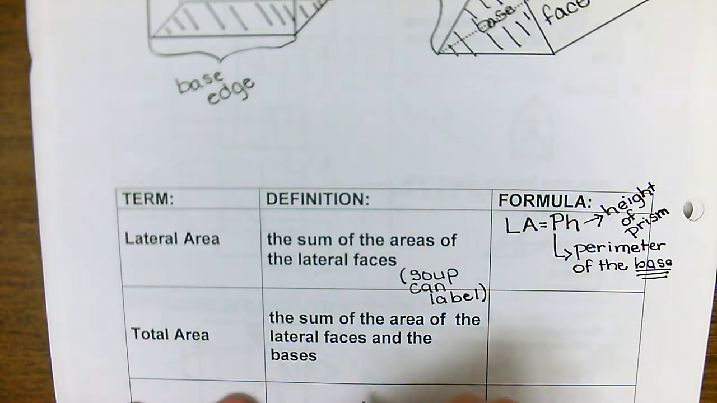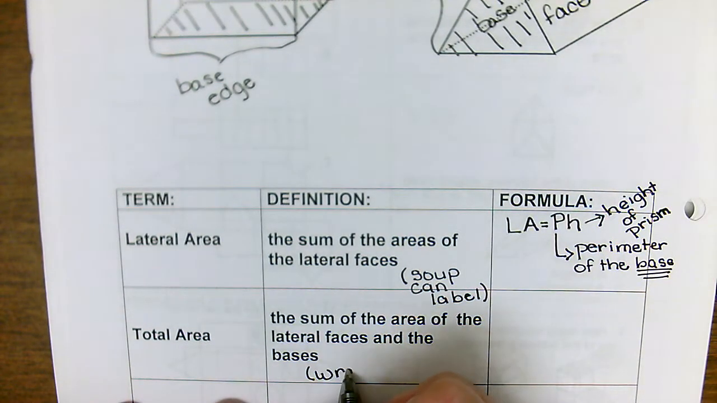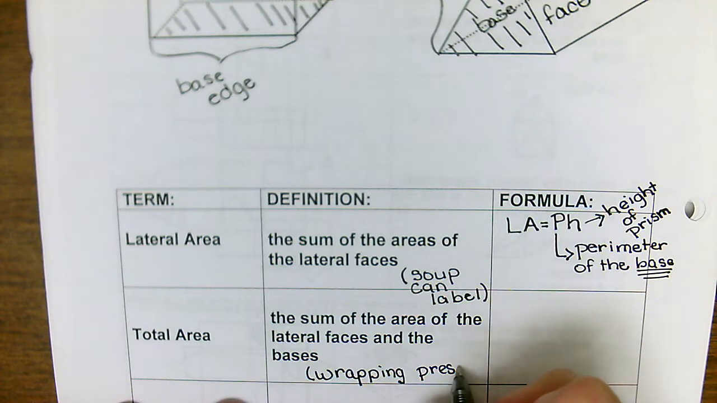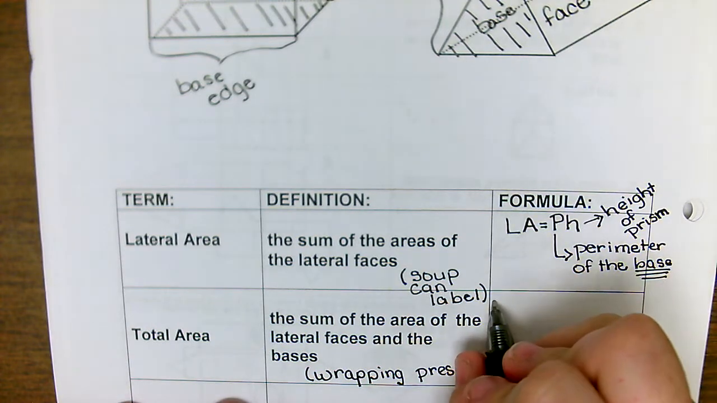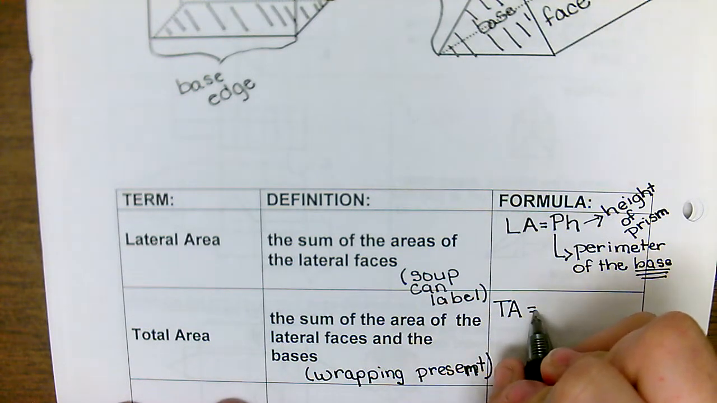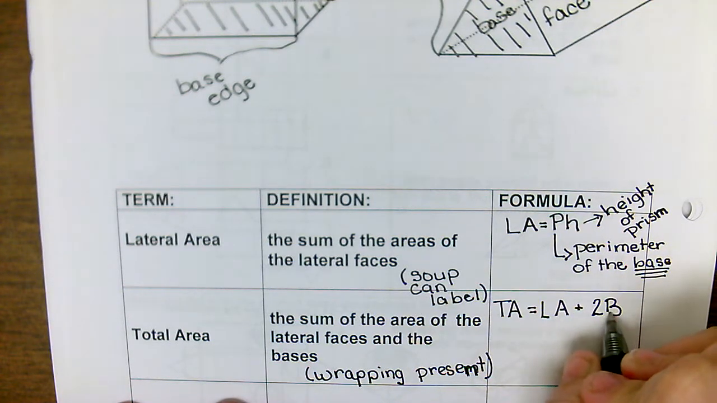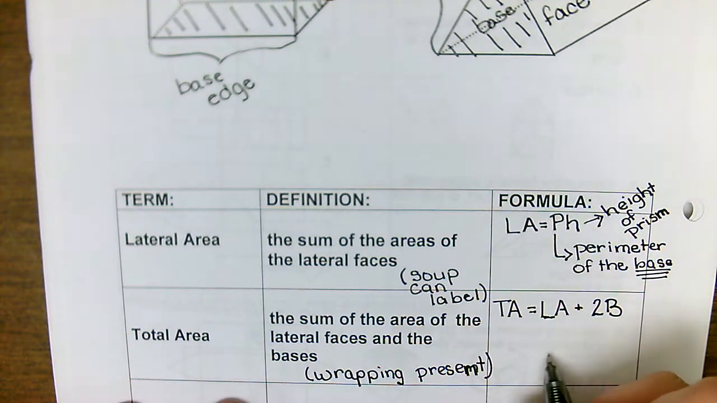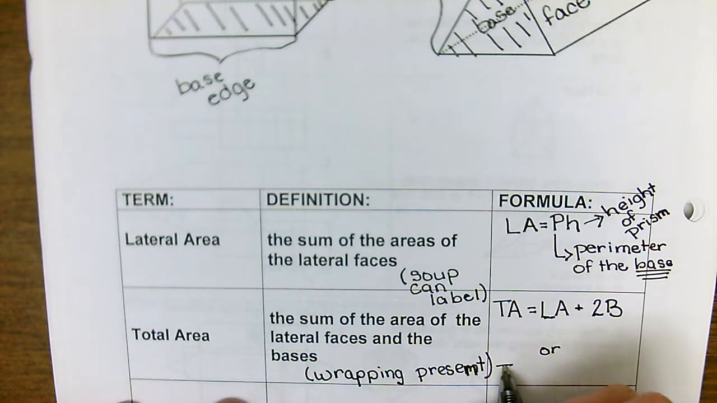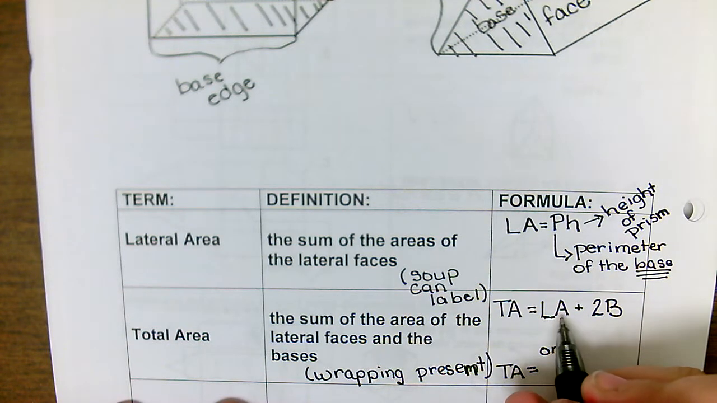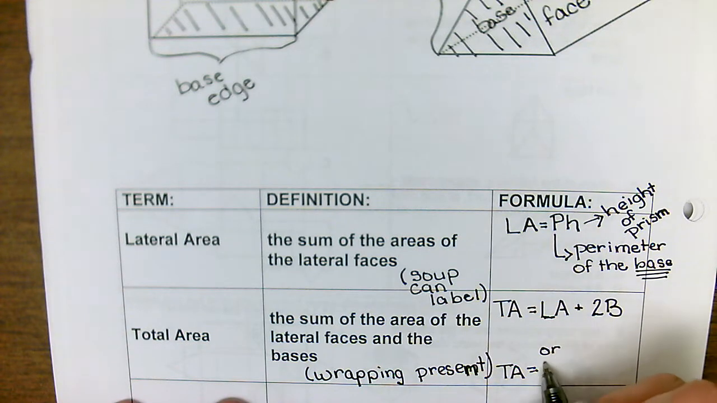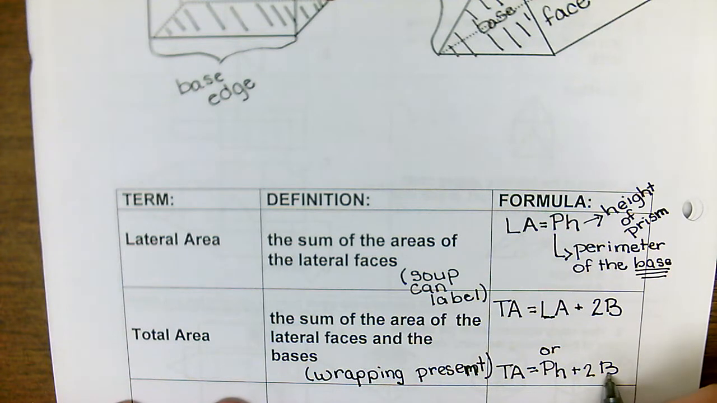Alright, total area. Total area is like wrapping paper or wrapping a present. So it's all of the outside in. So total area equals lateral area plus 2 times the area of the base. Okay, you could also see this written as perimeter of the base times the height plus 2 times the area of the base, because instead of lateral area, we could plug this in.